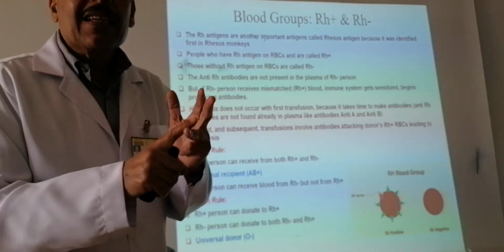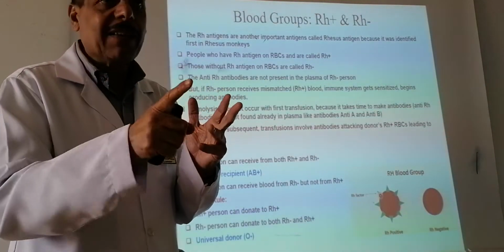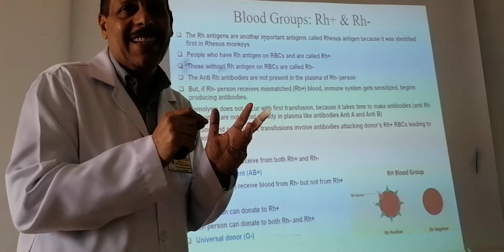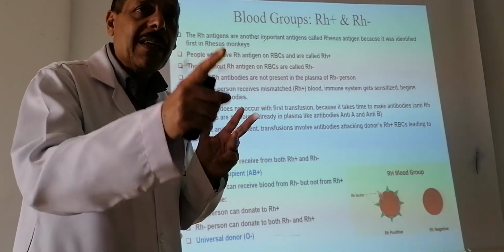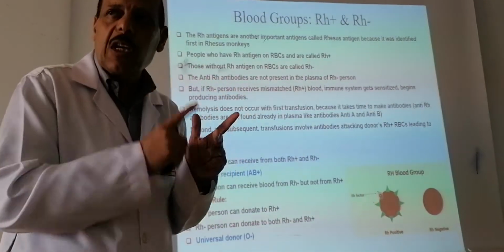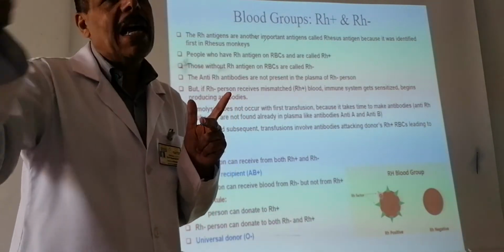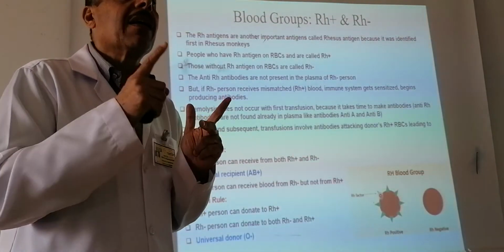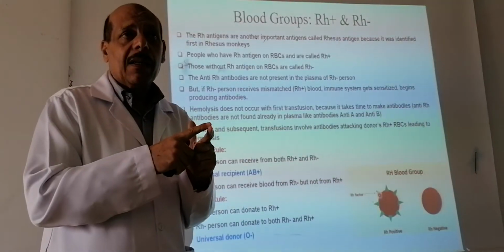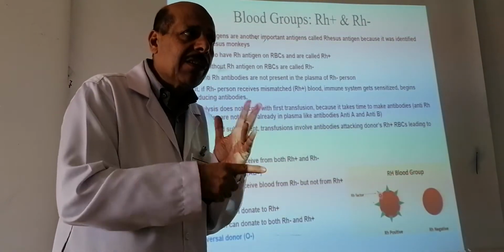But there is antibody B. So if your blood is A, it means that antigen A is there in the red blood cell, and antibody B is there in your plasma. If your blood is B, it means that your red blood cells have antigen B, and your plasma has antibody A. If you are AB, it means that your red blood cells have antigen A and antigen B.